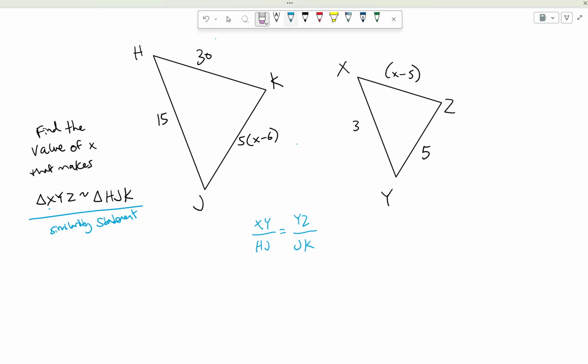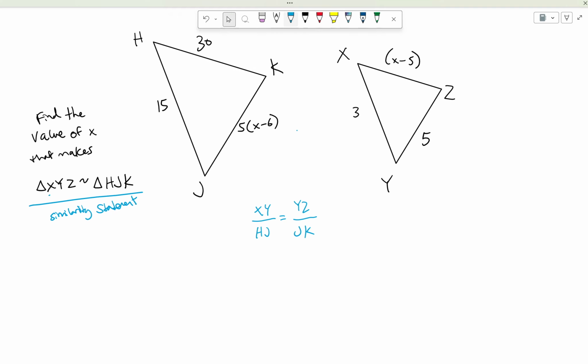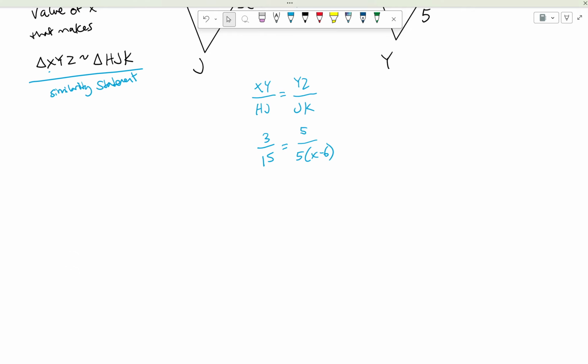That way we have these in the correct corresponding space. Excuse me for a moment. Apologies for the slight delay. Now I just substitute. So for XY, as you guys can see, XY is the value 3, HJ is the value 15, YZ is the value 5, and JK is the value 5 times the quantity x minus 6. And now I just have an algebraic problem, guys.